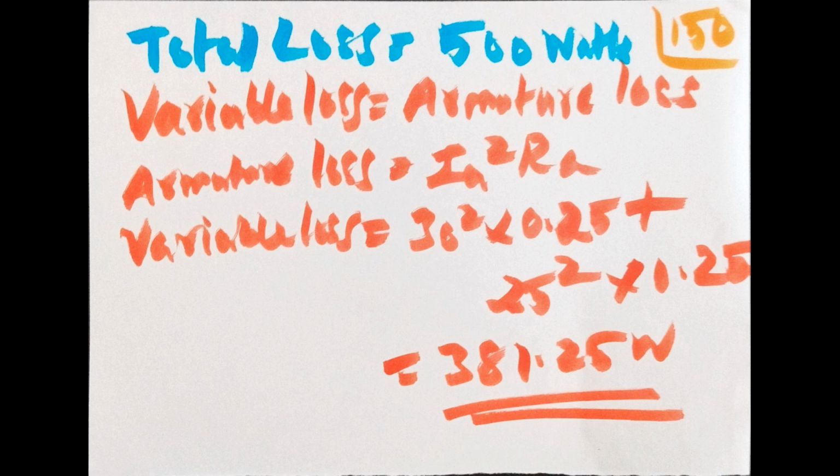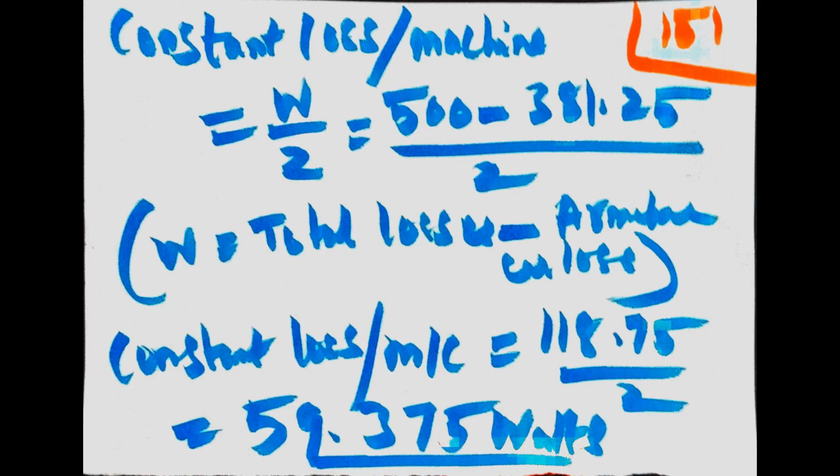Variable loss is calculated as 381.25 watts. Constant loss per machine is equal to W divided by 2, where W is the total loss minus armature copper loss. That is 500 minus 381.25, which is 118.75, divided by 2. Constant loss per machine we obtain is 59.375 watts.